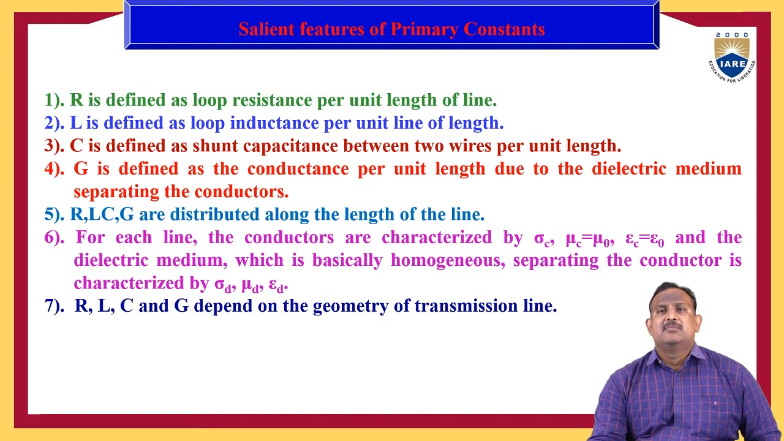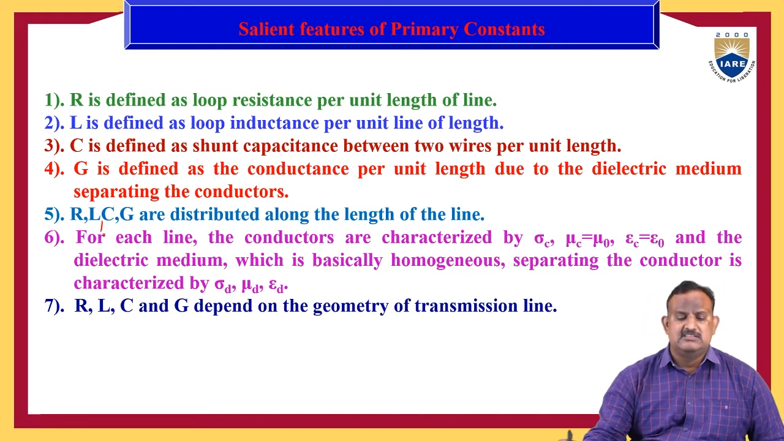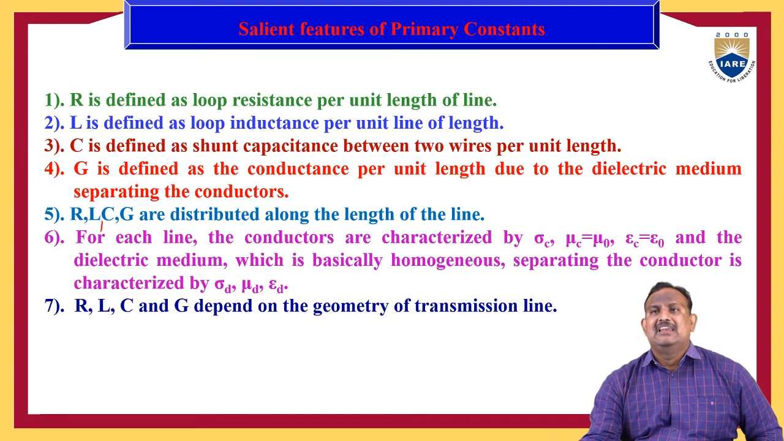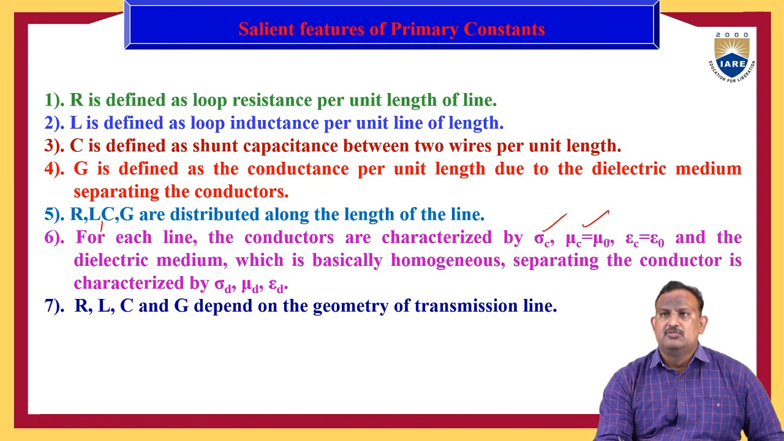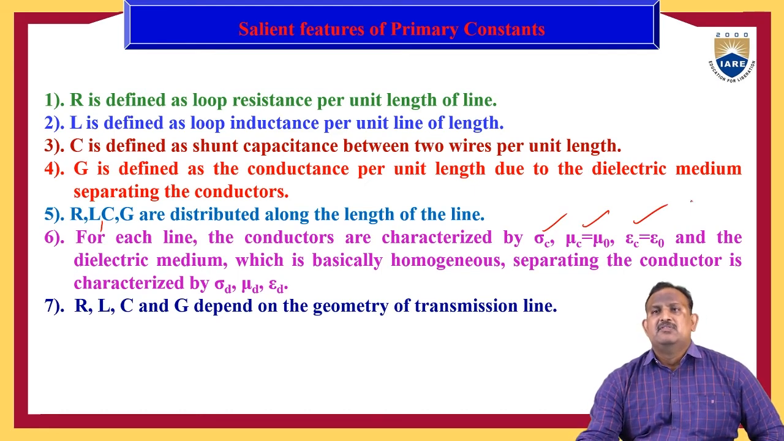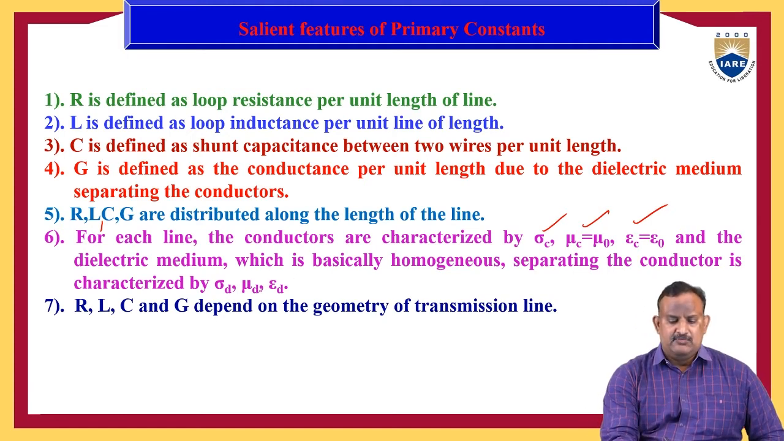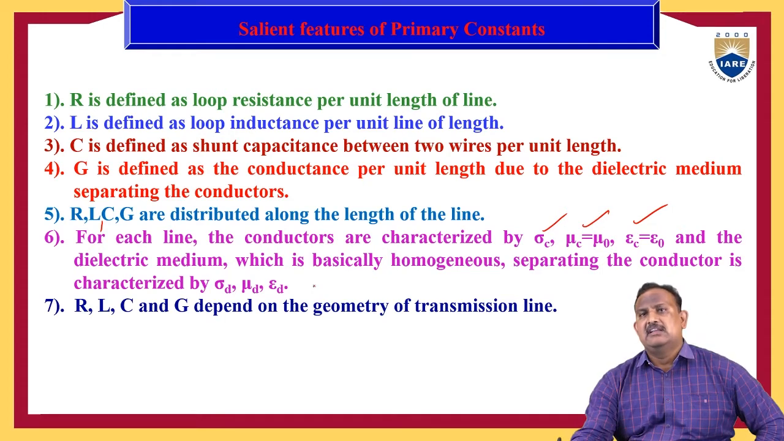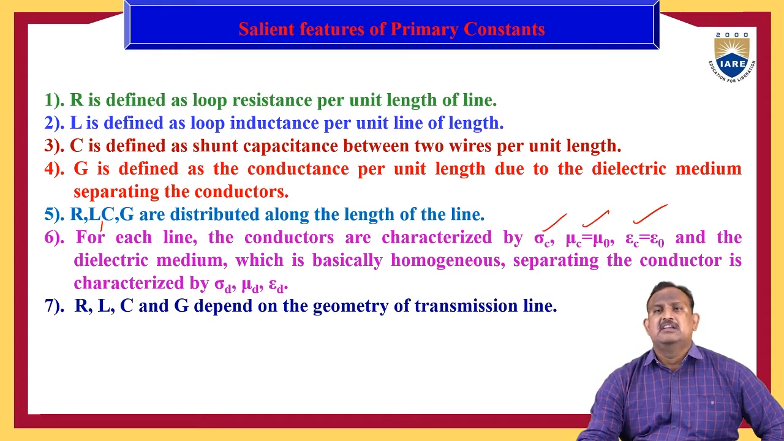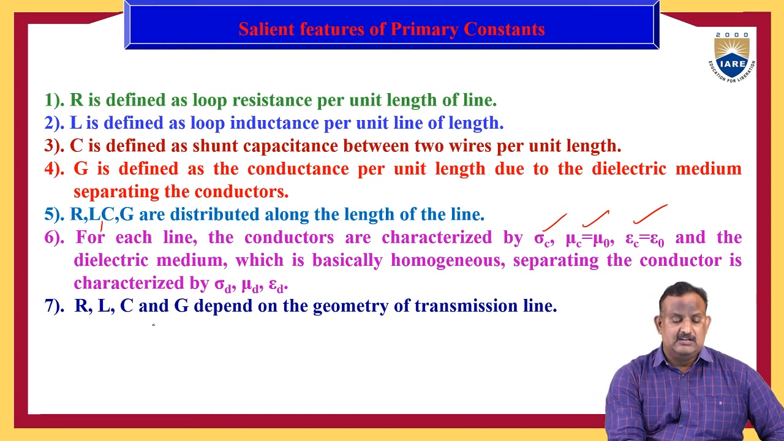R, L, C, G are distributed along the length of the line. For each line, the conductors are characterized by sigma c, mu c equal to mu naught, epsilon c equal to epsilon naught, and the dielectric medium, which is basically homogeneous, separating the conductors, is characterized by sigma d, mu d, and epsilon d. So here we have R, L, C and G.